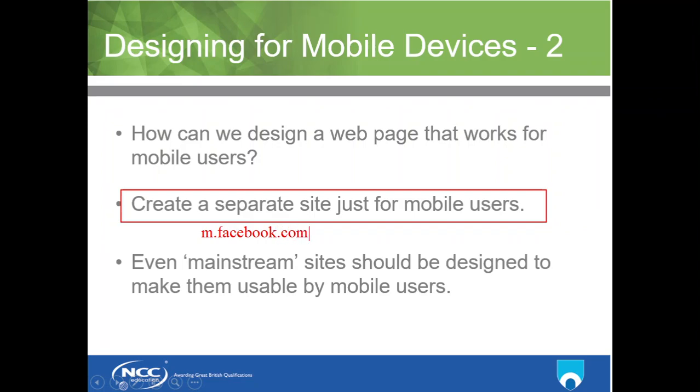m.facebook.com. So you find that some companies just create web pages for mobile users. And that's why you can access Facebook even from feature phones. You can access it because they have created it to fit on that small screen, not just smartphones, which have a bigger screen, but even feature phones. You can access it from m.facebook.com. So that's one of the strategies, creating a separate site for mobile users.